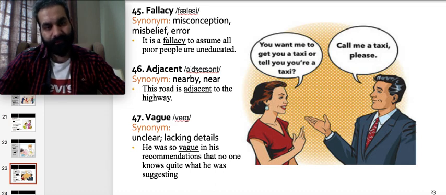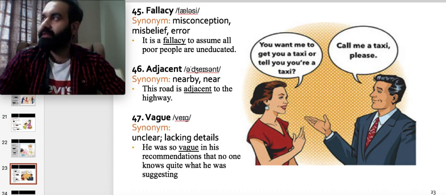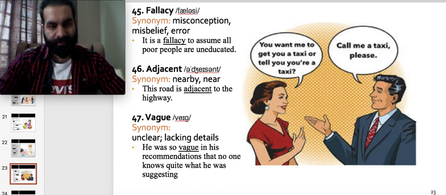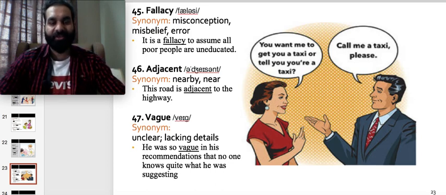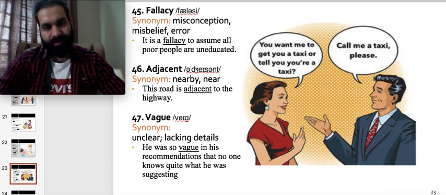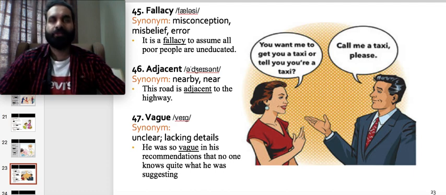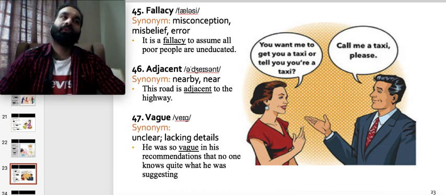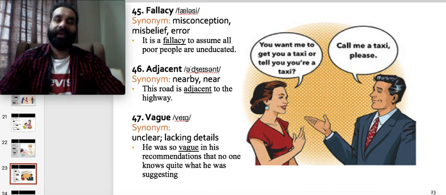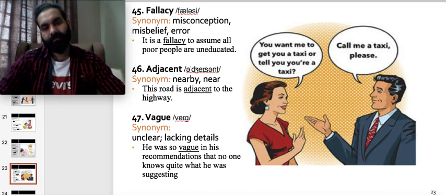Adjacent. The next word is adjacent. To those who pronounce it adjective, I would say pronounce it adjacent. The word is adjacent. Synonym: nearby, near. This road is adjacent to the highway.